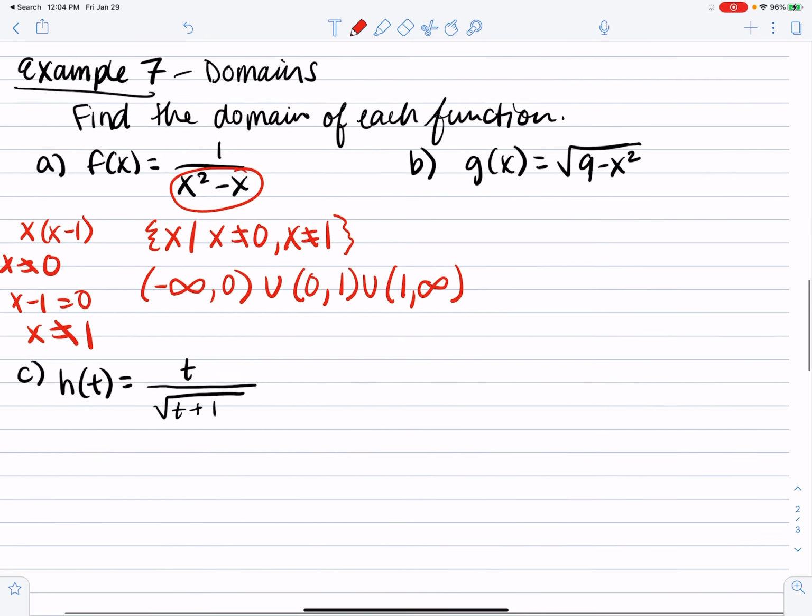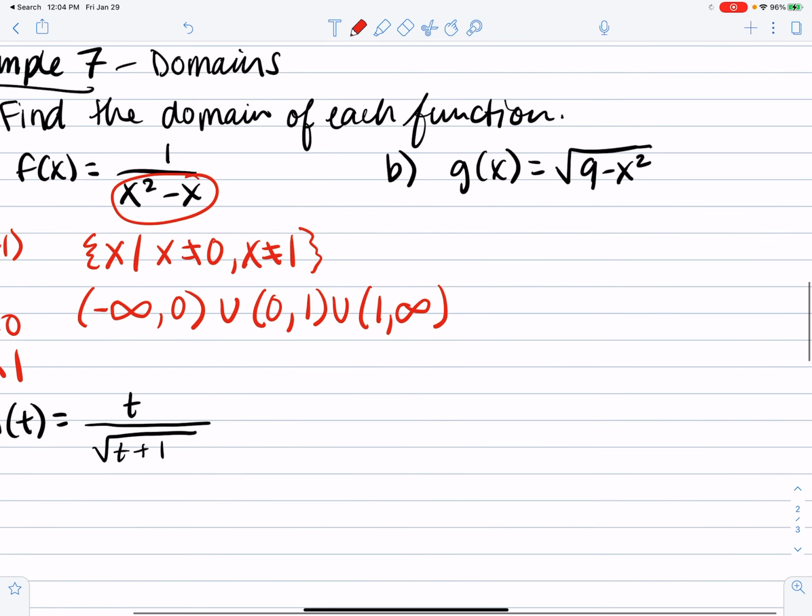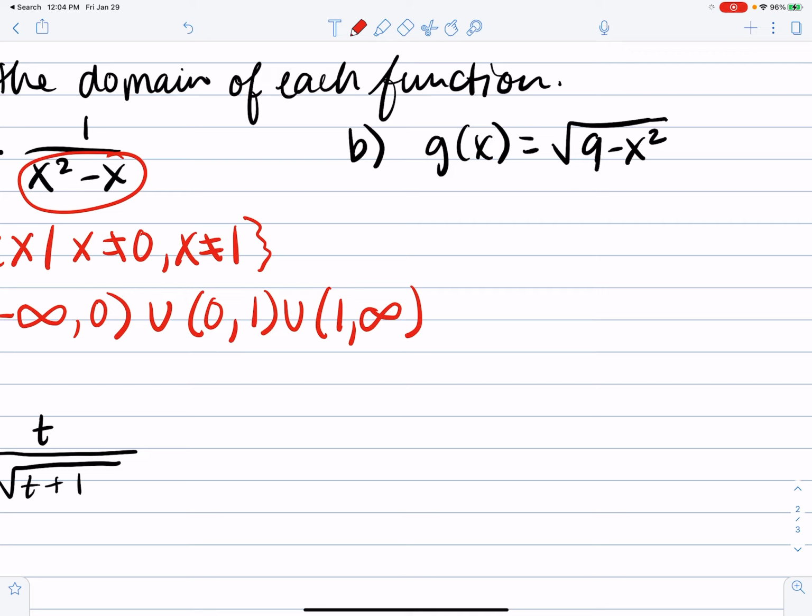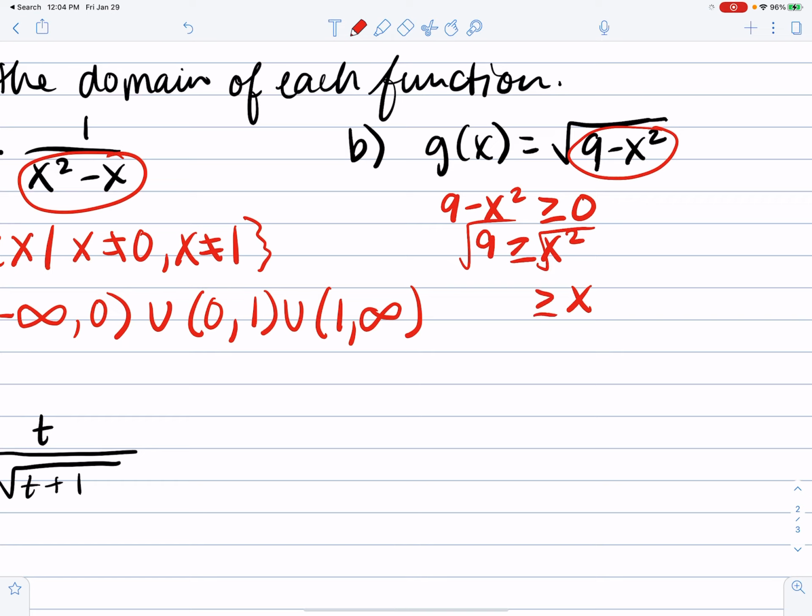All right, b is g of x equals the square root of 9 minus x squared. So that whole thing under the square root has to be greater than or equal to 0. So I'm going to write that here. 9 minus x squared is greater than or equal to 0. It has to be a positive number. So 9 is greater than or equal to x squared. This is where it gets confusing. If you take the square root of both sides, you get that x is less than or equal to 3, or the same thing for negative 3, but you have to flip the sign the other way.